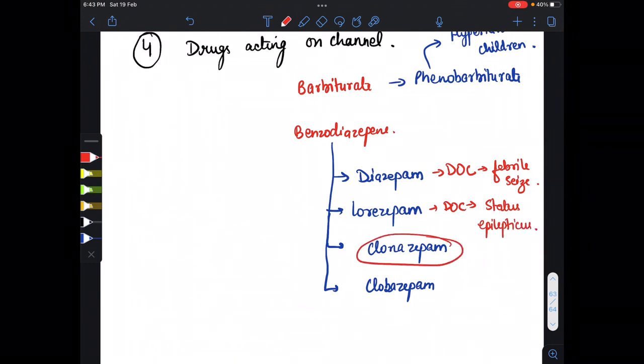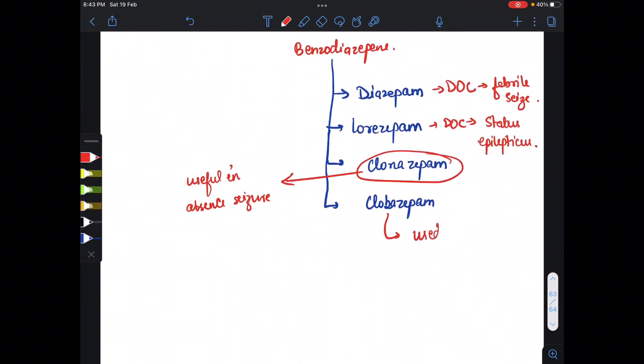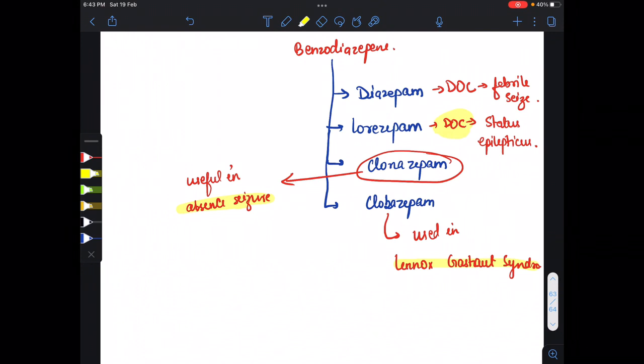And clonazepam is useful in absence seizure, while clobazam is used in Lennox-Gastaut syndrome. So clobazam is used in Lennox-Gastaut syndrome, clonazepam is useful in absence seizure, lorazepam is the drug of choice for status epilepticus, and diazepam is the drug of choice for febrile seizures.